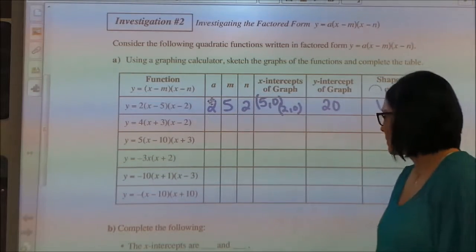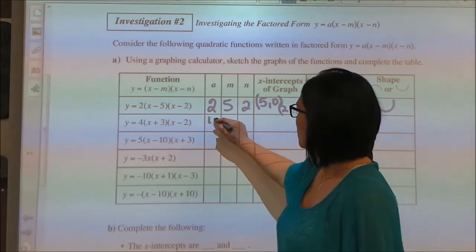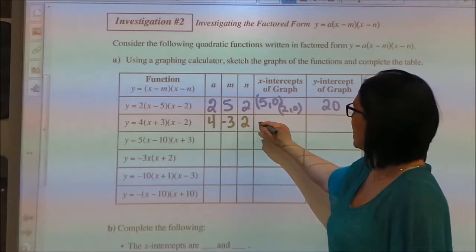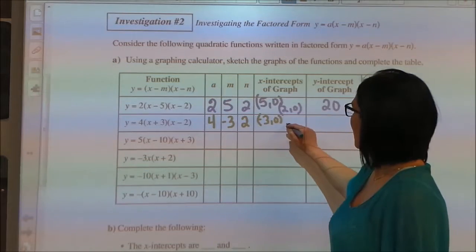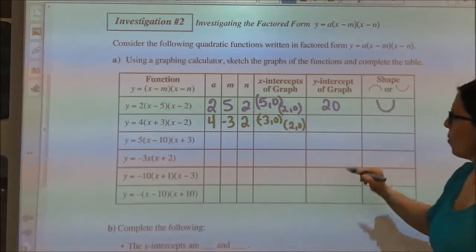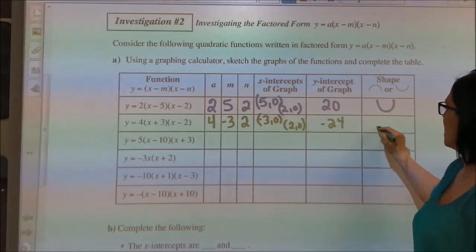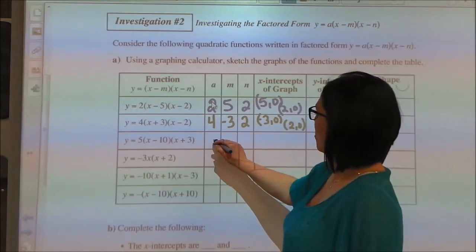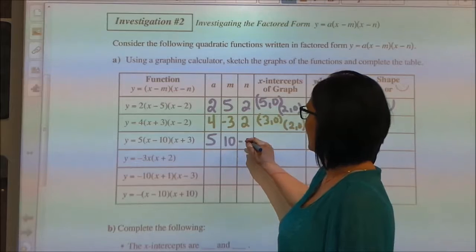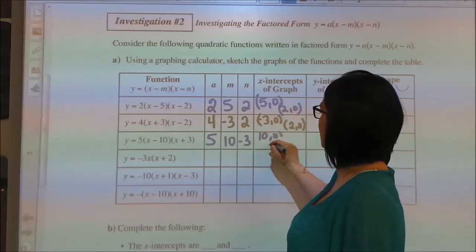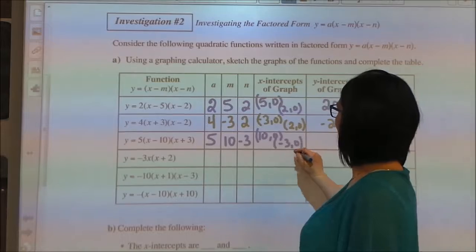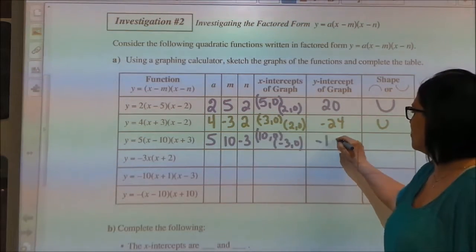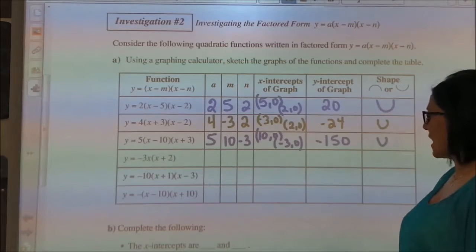Okay? So the next graph, a is 4, m is -3, n is 2. Intercepts, we're at -3 and 0, 2 and 0. The y-intercept is -24, and this one also opens up. For the third row, we've got 5, 10, and -3. 10 and 0 and -3 and 0 are my x-intercepts. My y-intercept is -150. This opens up.